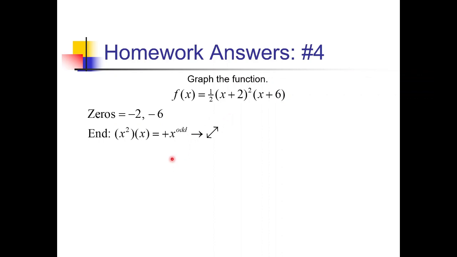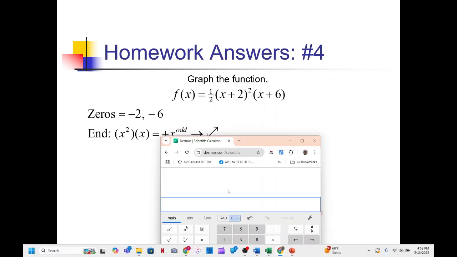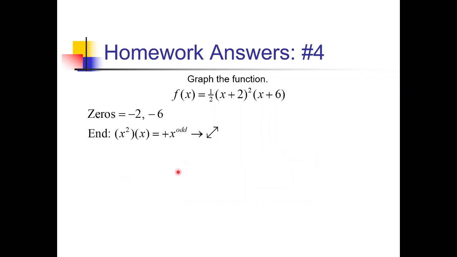Now we need an additional point as well, a number between negative 2 and negative 6 to plug in here to get another y value. Let me use negative 4, and I'll do this on Desmos just so I don't mess it up. So let me just write in the f of x function here, and that's going to be 1/2 parentheses x plus 2 squared, and then we have x plus 6. Let me go down to another entry point, and I'll do f of -4, and that is coming out to positive 4. So that gives us the point -4, 4.